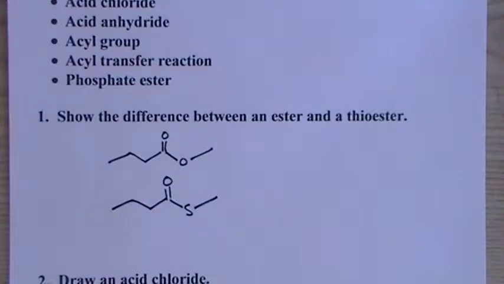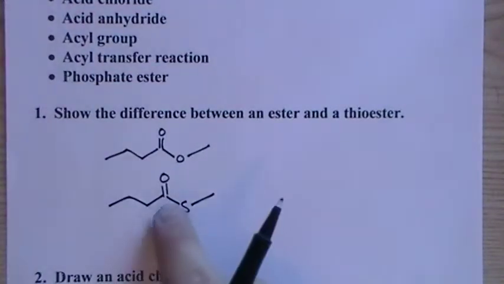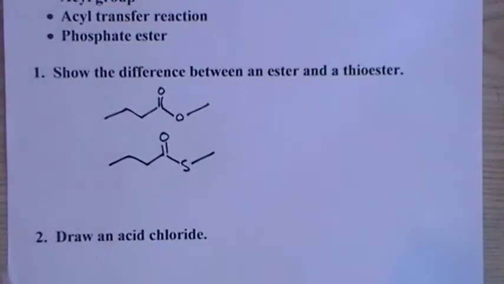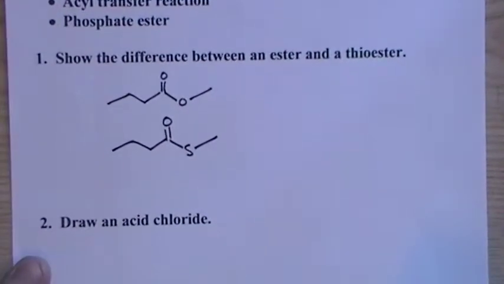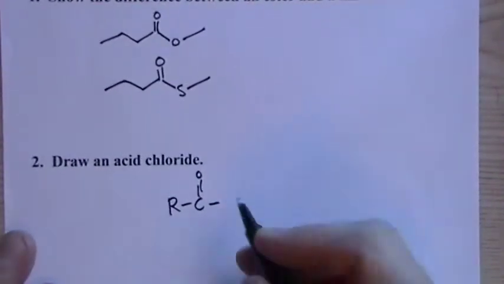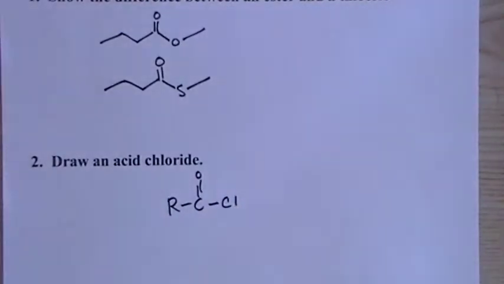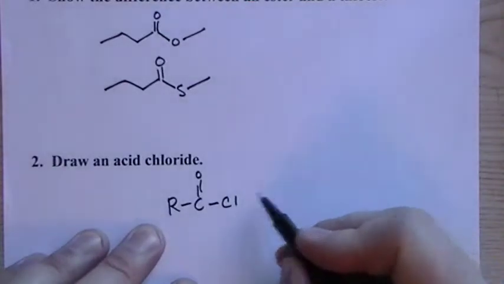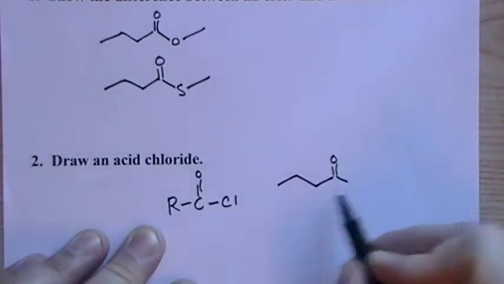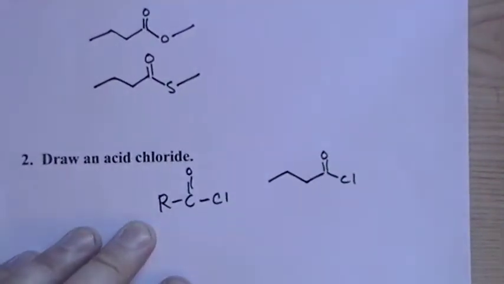So we've seen that before with thioethers, but in this case we don't replace both oxygens, we just replace the one that's in the center there. Draw an acid chloride, so we start out with a carboxylic acid, but instead of ending with the OH, we end up with a chloride. And not too much, and since it says to draw one, might as well draw one that's not a general form, so that would be one.